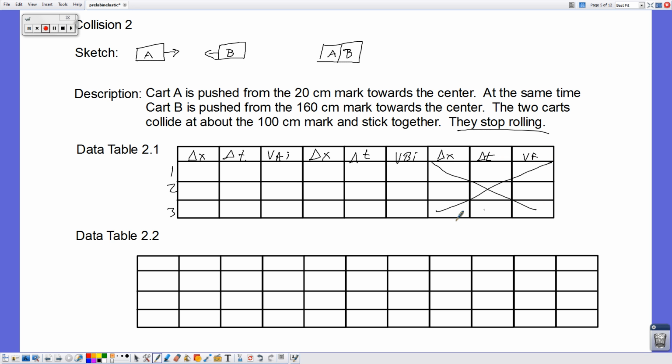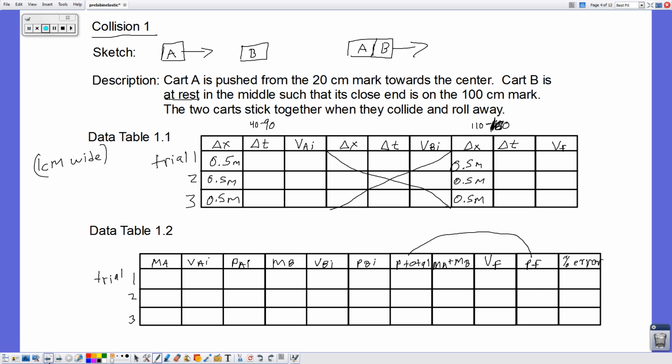Except this time you're not going to use this bit. Delta X is going to be 0.5 for the entire time. Again, this is going to be 40 to 90, and this one is going to be 160 to 110. Alright, and this is going to look identical to this one, so I'm not going to rewrite it.